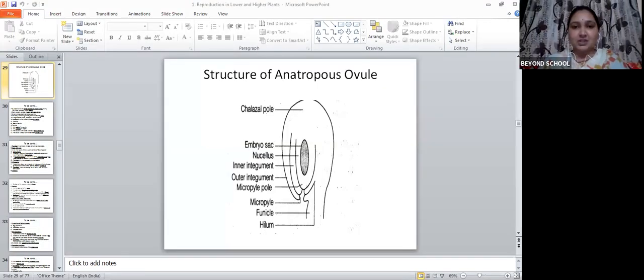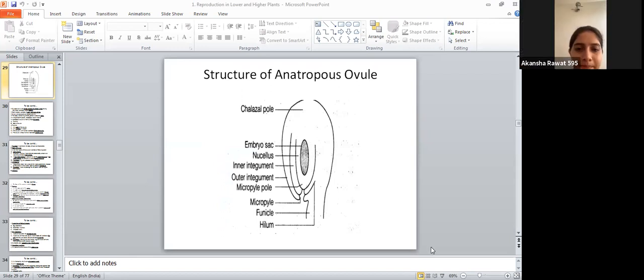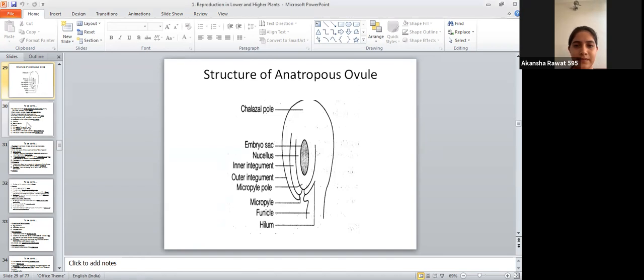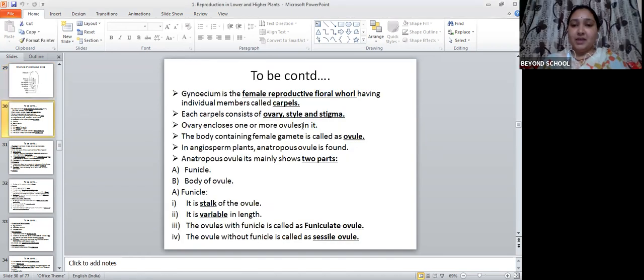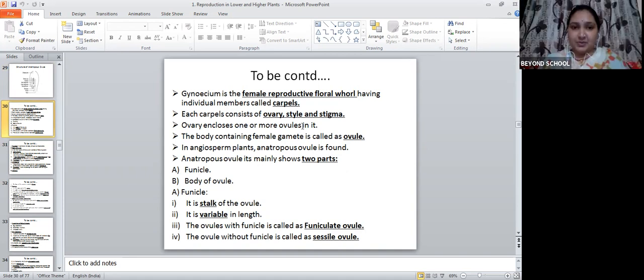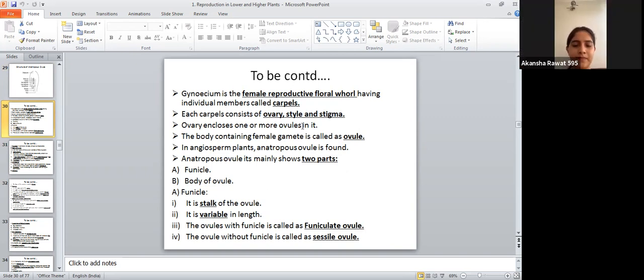So let us revise once. Before starting with our new part, let us revise once the structure of anatropous ovule. Can you see, Akansha? Yes, ma'am. This is a diagram of the structure of anatropous ovule, right? In this anatropous ovule, we saw the female reproductive whorl. The ovule means it is a female reproductive whorl. It is called a carpel. This carpel consists of ovary, style, and stigma, right?